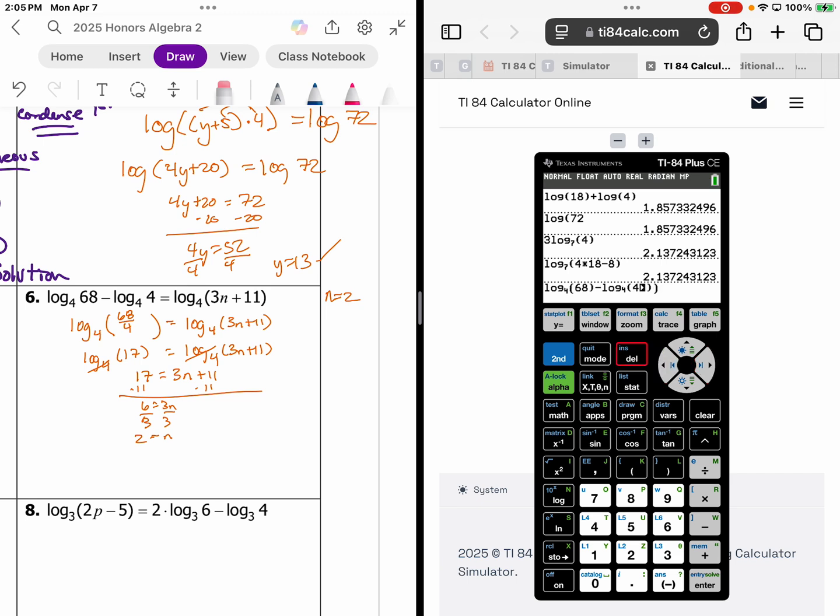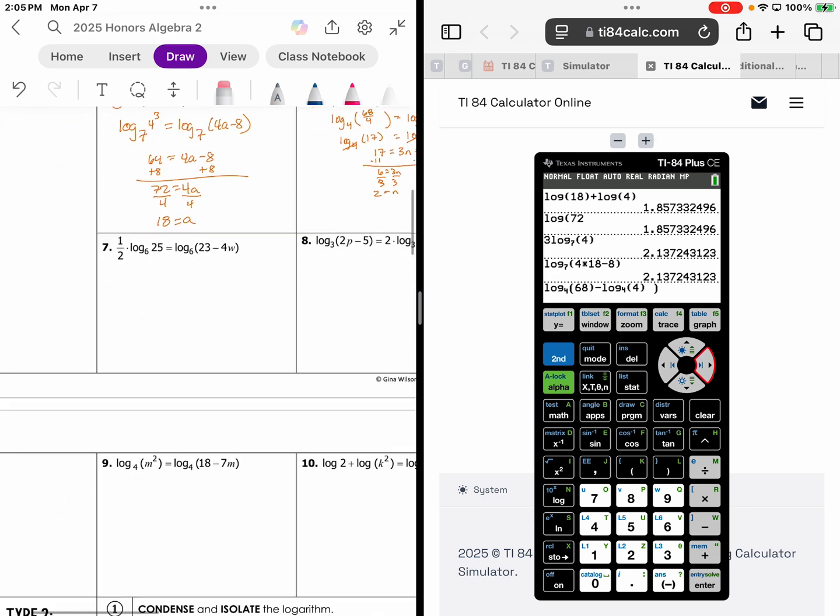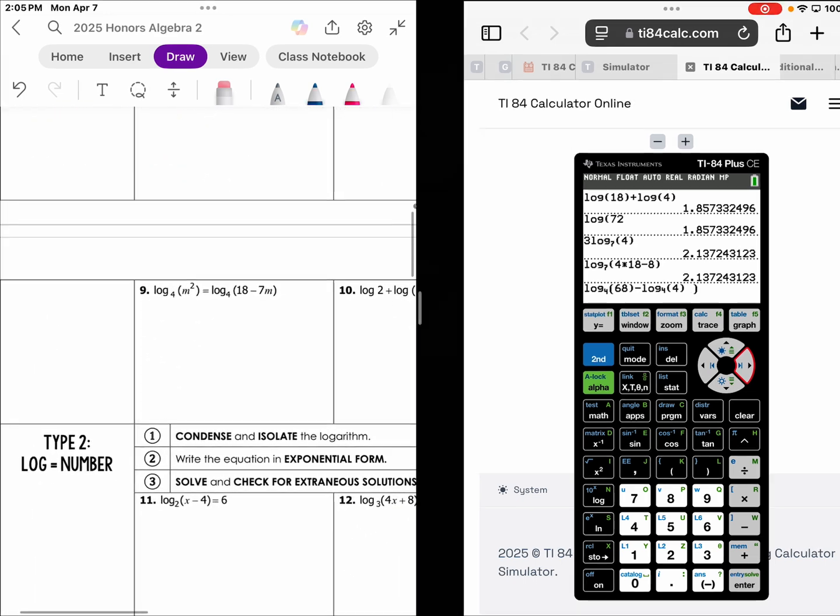Didn't like that. Anyway, it does balance. I don't want to retype all that stuff in. So, it does balance. It checks. All right. So that's the first type.